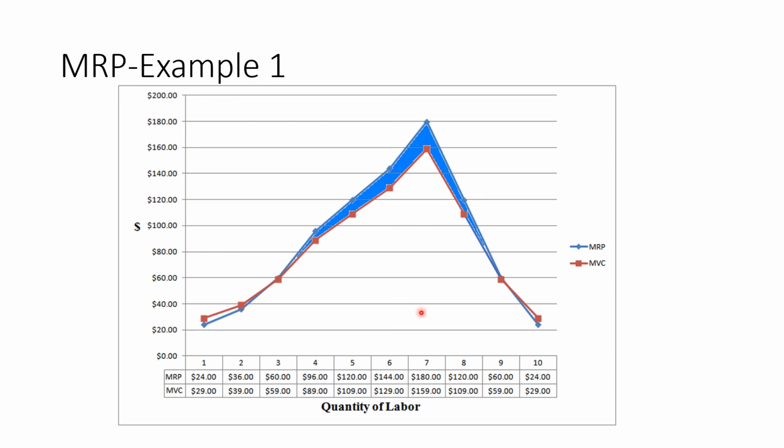You look at the 10th worker, and this was the question we had: if we hire the 10th worker, it's all loss, okay? Because they go down below the money they're bringing in. They're costing us $29, and they're only bringing in 24.